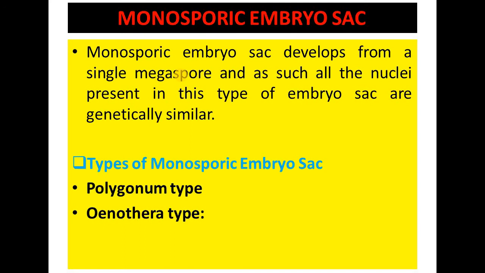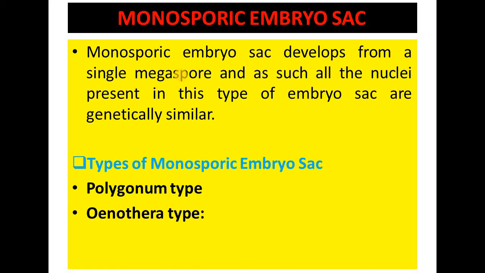The first type is monosporic. In this type of embryo sac, only one megaspore will remain functional. We know that by the meiosis process, 4 megaspores are produced, but 3 degenerate and only one remains functional. The functional megaspore has only a single haploid nucleus. That's why it is also known as monosporic type of embryo sac.